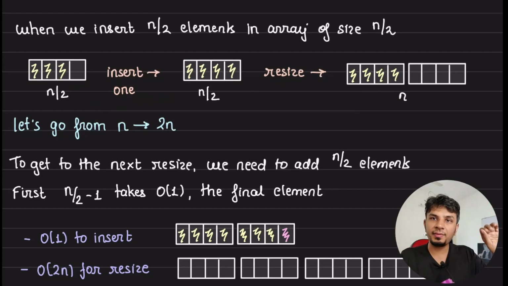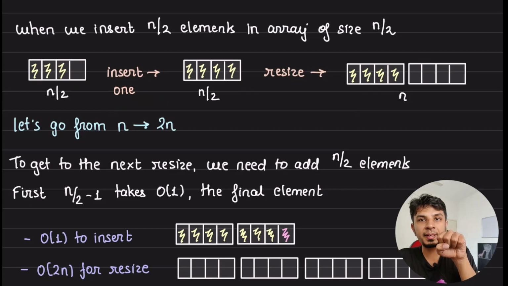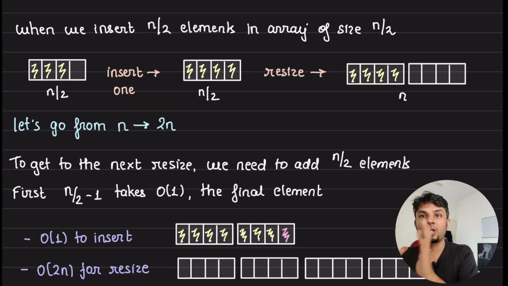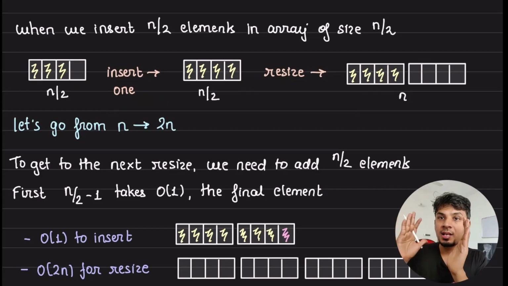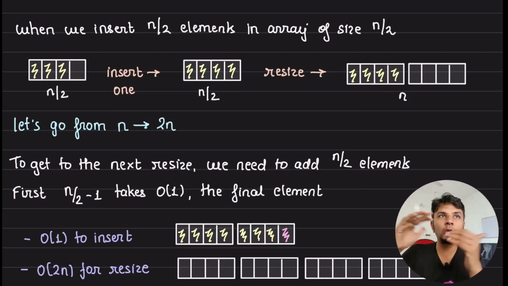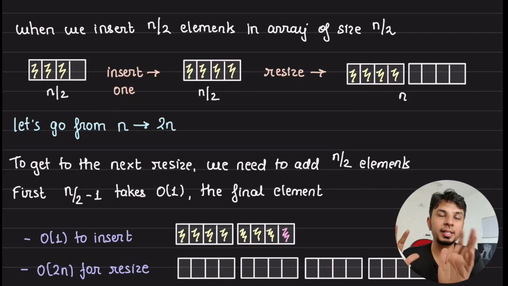So what I'll have is an n by 2 length array. I'm inserting my final element into it, which completes my n by 2 array, and then I'm triggering a resize. So now my array size would be n, and it would have n by 2 elements filled while the other half is empty. So n by 2 elements filled and the overall filling percentage is 50%.